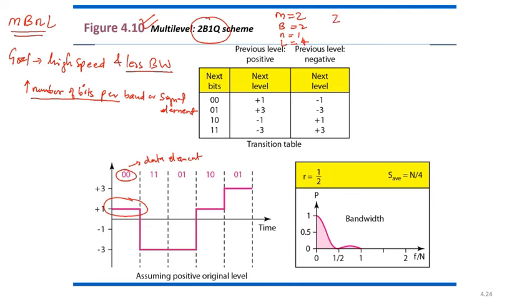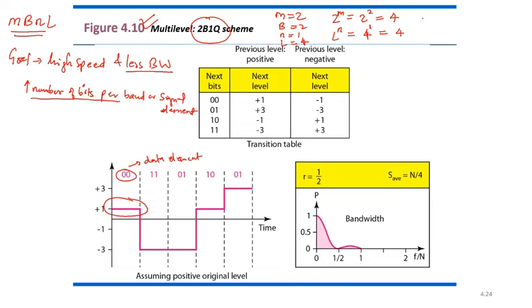So 2 to the power m is 2 to the power 2, that means 4. And here L to the power n, where L equals 4 and n equals 1, that means 4.